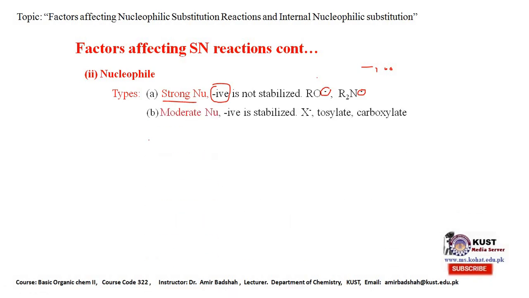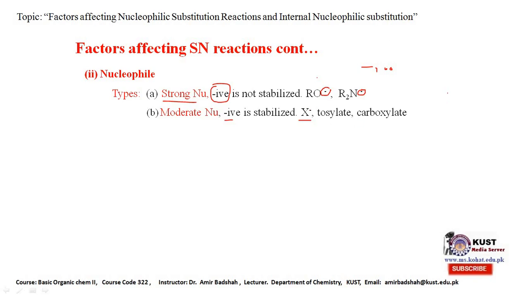The second one is the moderate nucleophile. Such a nucleophile also has a negative charge, but the negative charge is stabilized. For example, in the case of halogens, the negative charge is present. Here the electronegativity of halogen is high, so it can hold this electron and cannot easily donate it, so it can act as a nucleophile, but moderately.